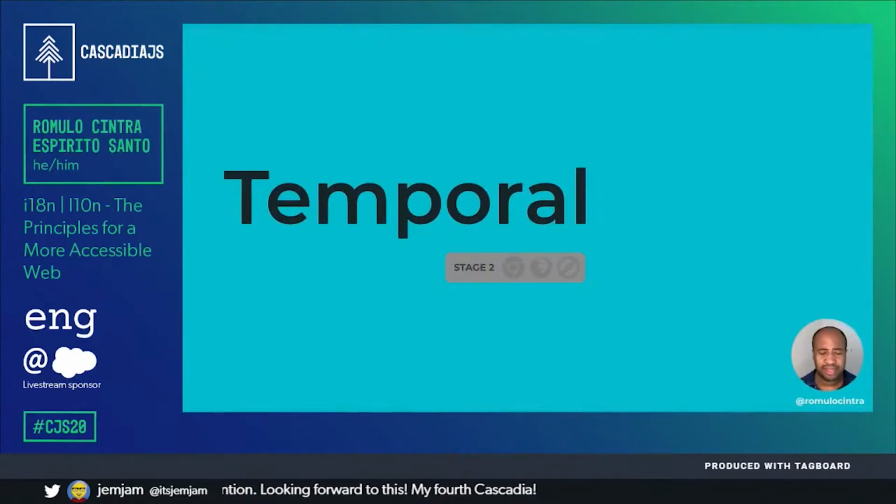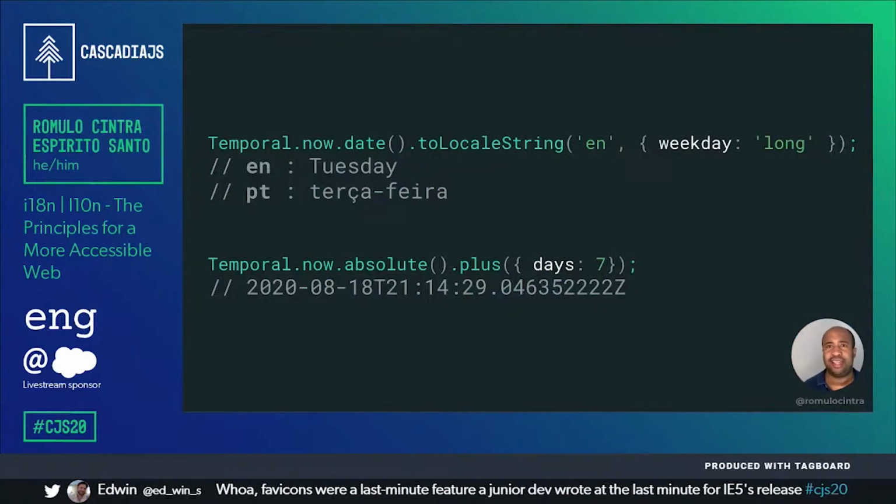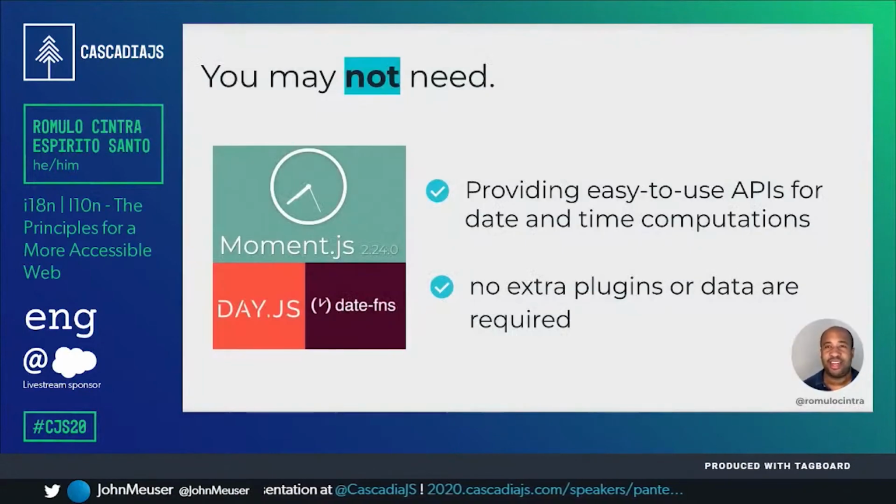And Temporal. Temporal is just stage 2, but it's something that will bring us lots of cool things. All date manipulations, calendars, all the features that we can find in different libraries that load tons of megabytes. You can now have it in your browser. It's not finished yet, but you can start using it.